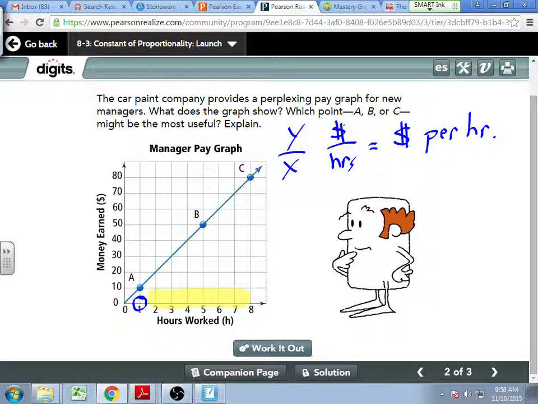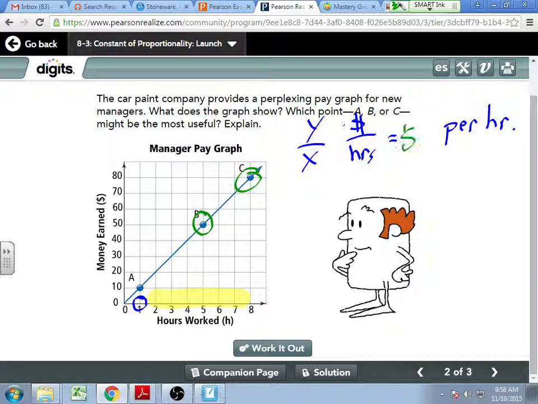If I go to 5 hours, I have the point 5 and 50. If I go to 8 hours, I have the point 8 and 80. Any of those, if I took my Y divided by my X, I'd get $10 per hour. That tells me that then my equation becomes Y, the pay you receive, will be $10 times the amount of hours worked.